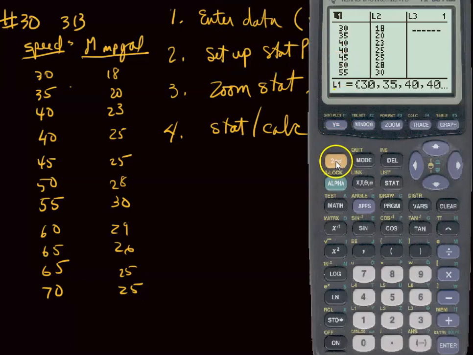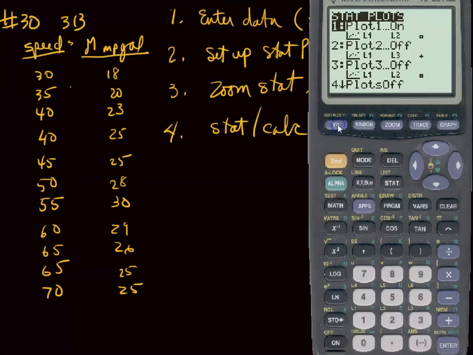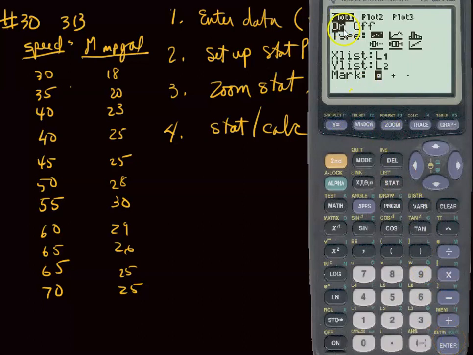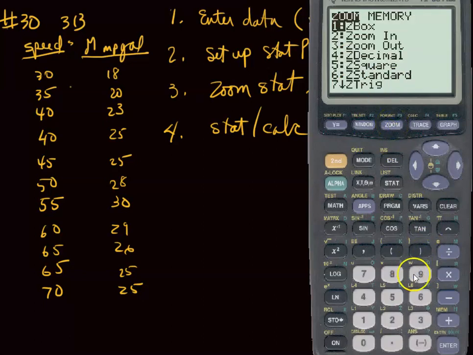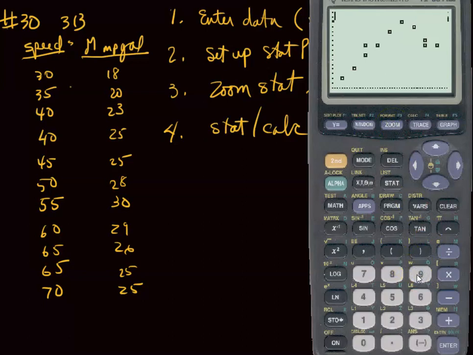Setting up stat plot is second y equals. Now if you've set this up before, it may be all ready to go. Make sure it's highlighted on the scatter plot, L1 and L2, and I use the box, so it's ready to go. And then a quick way to get the window is zoom number 9, zoom stat.